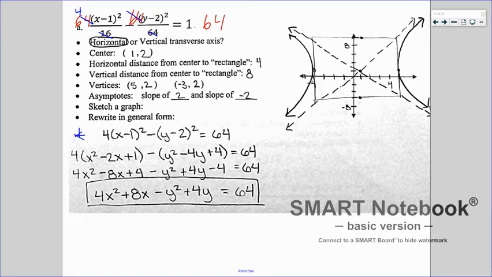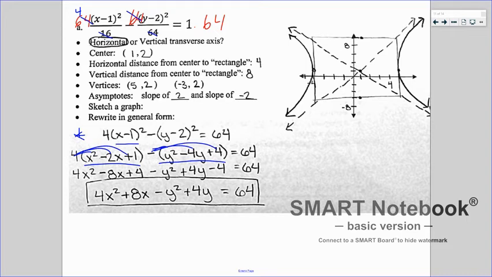So then we expand x minus 1 quantity squared, FOIL that out, distribute the 4: 4x squared minus 8x plus 4, minus, distribute the negative. Be careful with that one. I've seen that one messed up before. Negative y squared plus 4y minus 4.